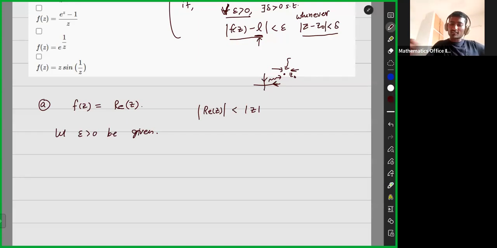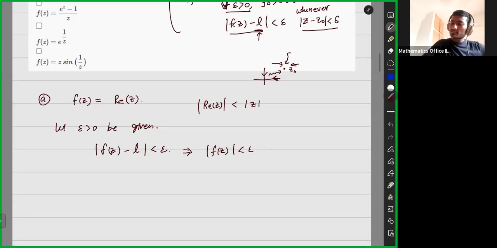So we start with modulus of f(z) minus L less than epsilon, and we want to get a delta, right? Since L is equal to 0, this means modulus of f(z) is less than epsilon. Our function f(z) is equal to the real part of z, so the modulus of the real part of z is less than epsilon.